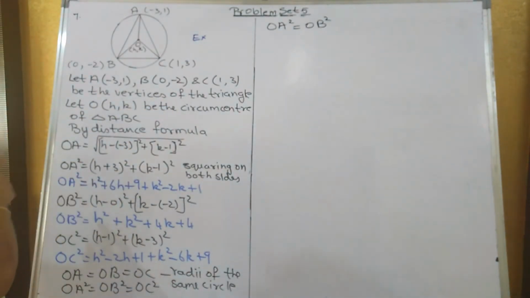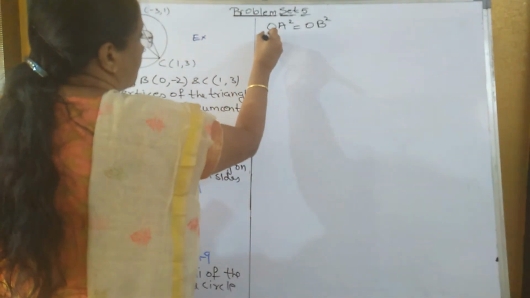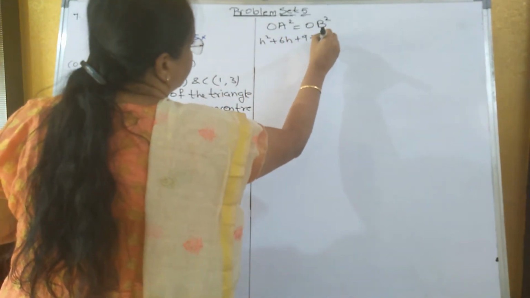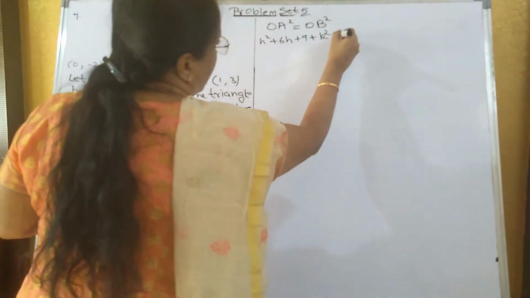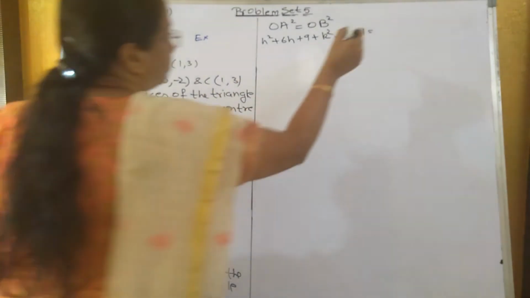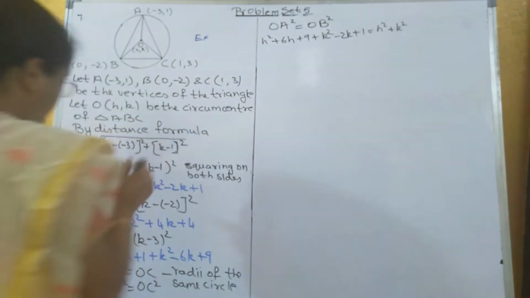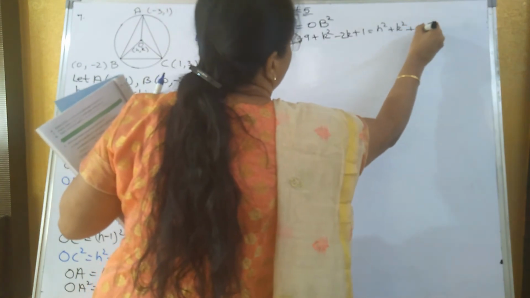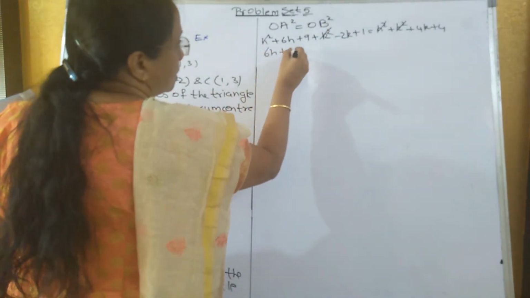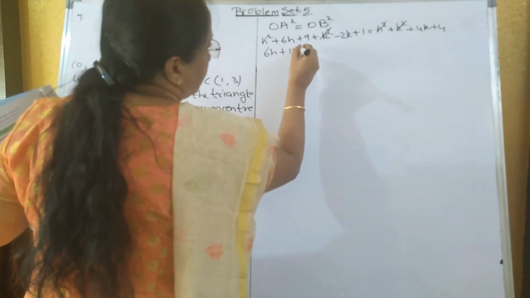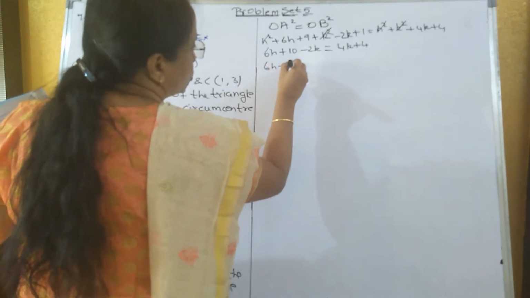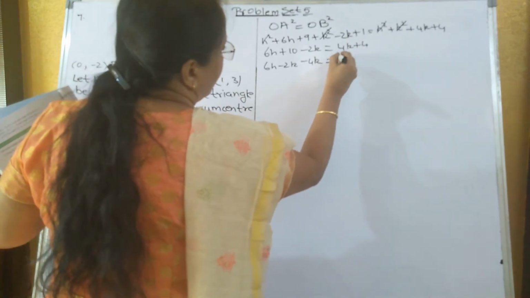Now what is your OA square? h square plus 6h plus 9 plus k square minus 2k plus 1, that is equal to how much? What is OB square? h square plus k square plus 4k plus 4. Now your h square and k square will get cancelled. What will remain? 6h plus 9 plus 1 is how much? 10 minus 2k, that's equal to 4k plus 4. Now bring this 4k on this side, you will get 6h minus 2k minus 4k, and take the 10 on the other side, you will get 4 minus 10.